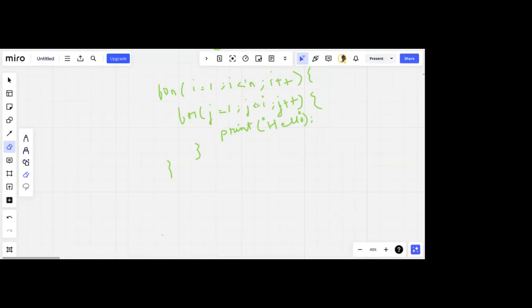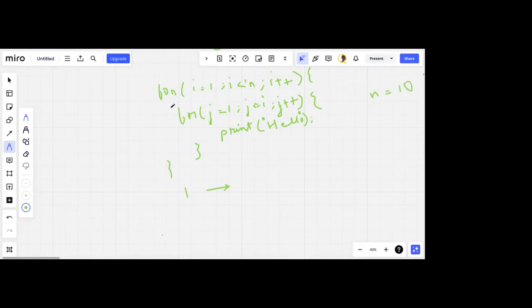Okay, so don't worry about the running time. Let's calculate how many times print will be printed. When i equal to 1, how many times will this print statement be printed? Don't worry about time complexity, guys, just think about it. Let's say n is equal to 10.